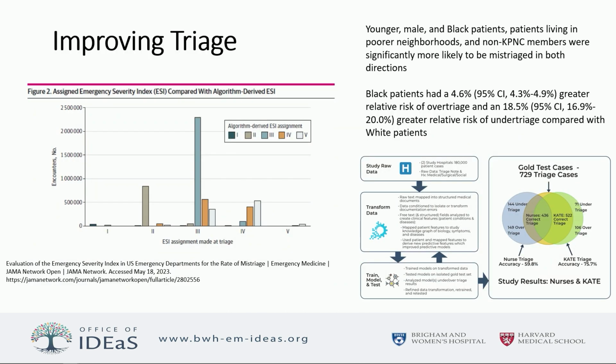We can talk briefly about improving triage. I really like this paper that came out, I think, probably last week in JAMA Network, but basically looked at the distribution of emergency severity index and mistriage. And we can see that if you look at the paper, there were certain populations that were mistriaged, under-triaged, over-triaged, a little bit more than their other counterparts.